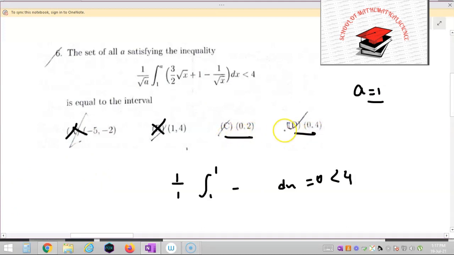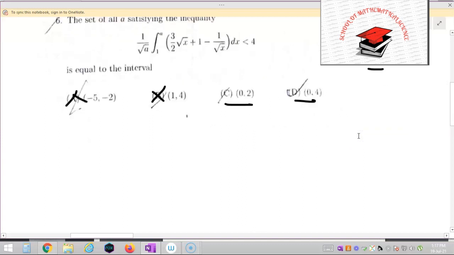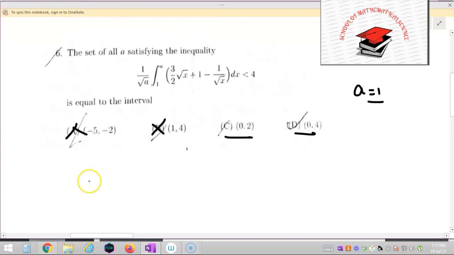So what I am going to do is put a is equal to 3 and see whether a is equal to 3 satisfies this inequation. If a is equal to 3 satisfies this inequation, then option D would be correct. If a is equal to 3 is not satisfying this inequation, then option C would be correct. So it's a simple process. So I am going to put a equal to 3.